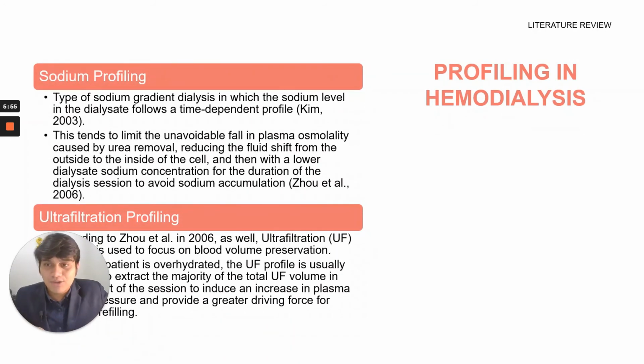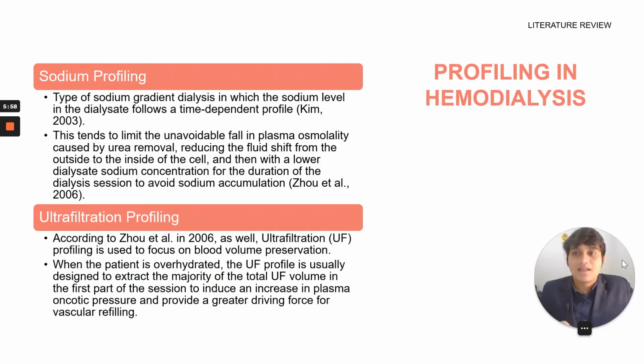Next, profiling in hemodialysis. There are 2 profilings as mentioned earlier. First is sodium profiling, and secondly is ultrafiltration profiling. Let's go to sodium profiling. Sodium profiling is a type of sodium gradient dialysis in which the sodium level in the dialysate follows a time-dependent profile. These tend to limit the unavoidable fall in plasma osmolality caused by urea removal, reducing the fluid shift from the outside to the inside of the cell. And then we lower the dialysate sodium concentration over the duration of the dialysis session to avoid sodium accumulation.